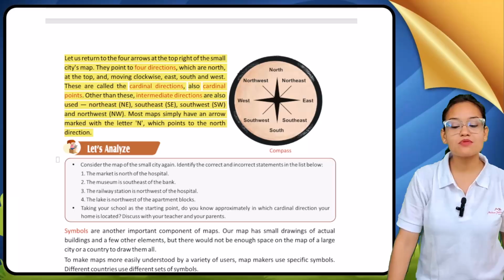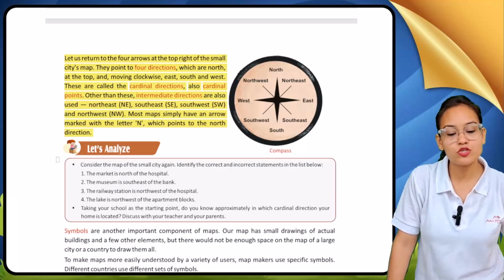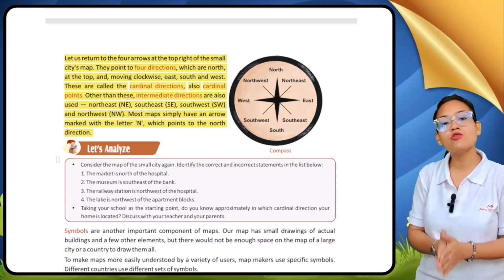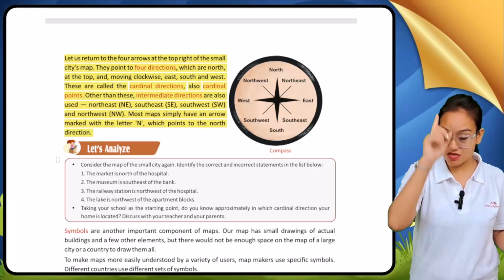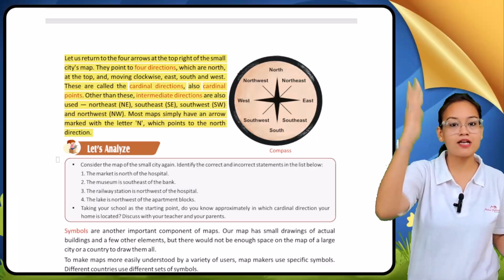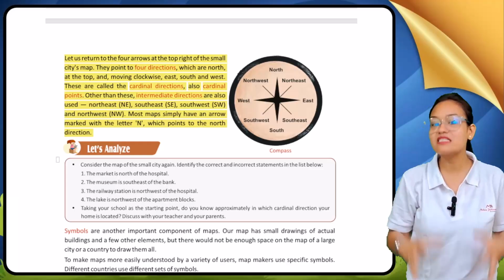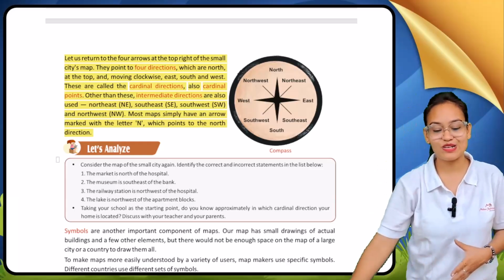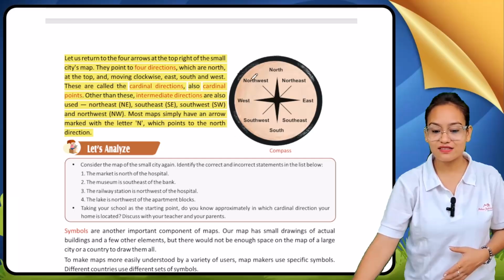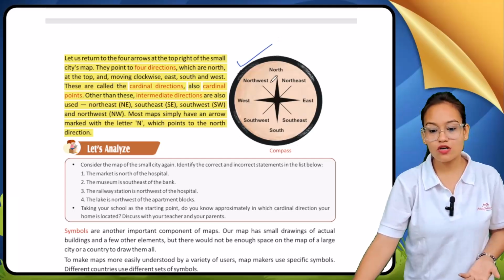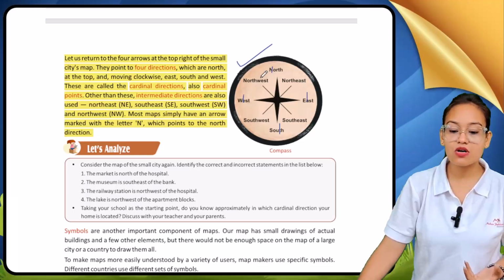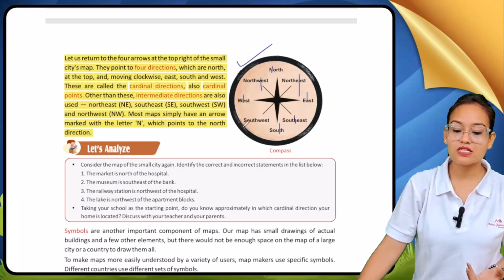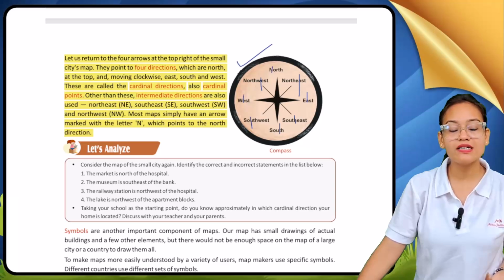Most maps simply have an arrow marked with the letter N which points to the north direction. If you look at any map, maybe a physical map, political map, or thematic map, they have an arrow shown in the north direction labeled with a capital N. It means that the map is showing your north direction. So here you can see the picture of the directions. North, west, east, and south are the cardinal directions, meaning they are the main directions. North-west, north-east, south-east, and south-west are all your intermediate directions.